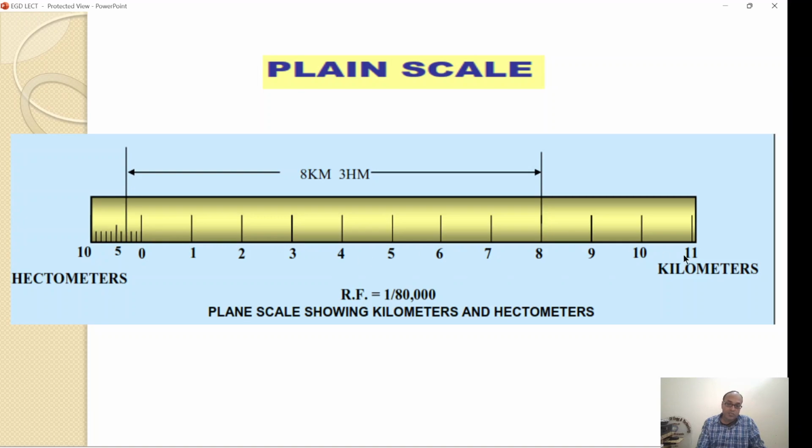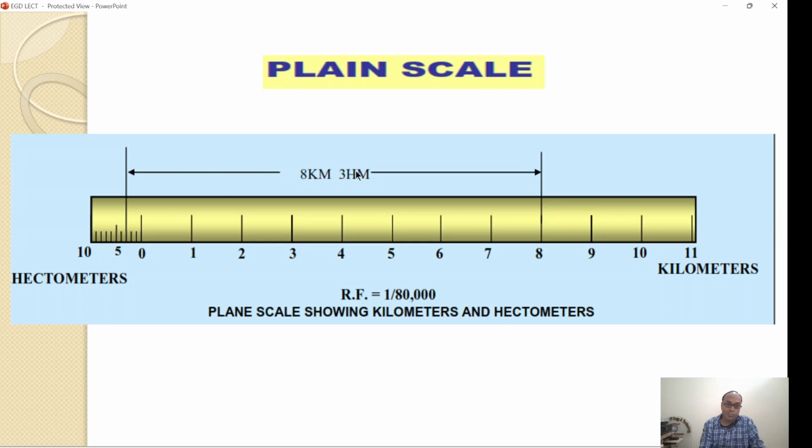If you divide a kilometer into 10 equal parts, it becomes hectometers. So the right hand side shows the kilometers and the left hand side shows the hectometers. And what we have to show? We have to show on this scale 8 kilometer and 3 hectometer. Take a vertical from the 8 mark, and on the left hand side from the hectometer take the third part, and draw the vertical. In between draw the dimension line, and write 8 kilometer and 3 hectometer.